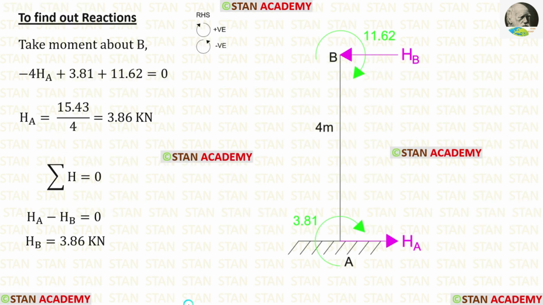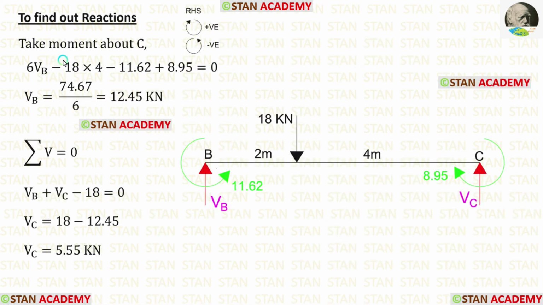Now let us find the reactions. First, let us take the column AB and find the reactions. By taking moment about B, we can find HA, and then applying the rule sigma H is equal to 0, we can find out HB. Now let us take the span BC and find the reactions. By taking moment about C, we can find out VB.